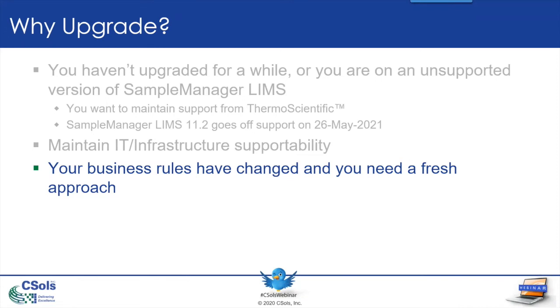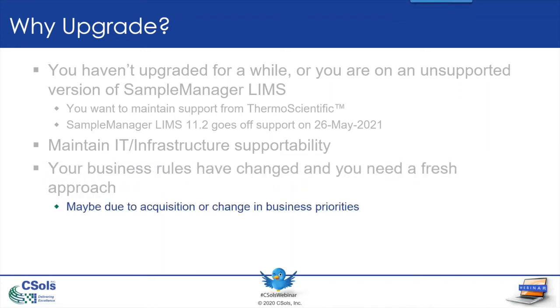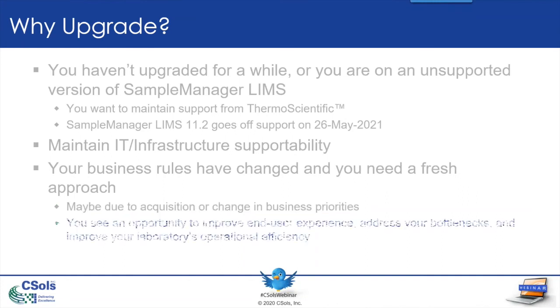Maybe, my example, with the company I was with, the R&D group was then asked to take on the QA. And if you're familiar with QA and R&D, they are very different environments. And how do you get that to work within your system? Or maybe you just need a fresh approach. In that case, maybe due to acquisition or a change in business priorities, you're being forced to look at an upgrade. The other part is you have a system that just isn't working very well anymore.